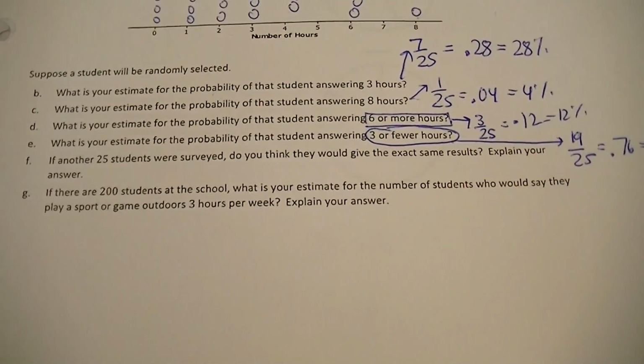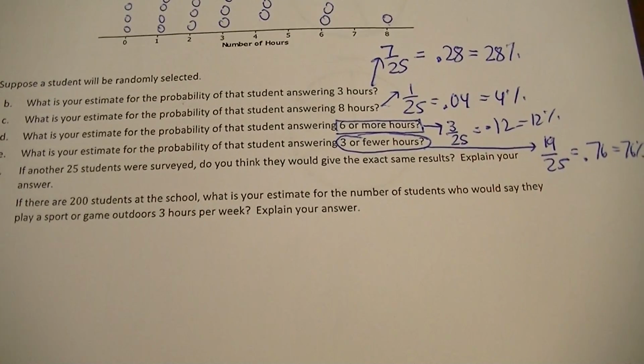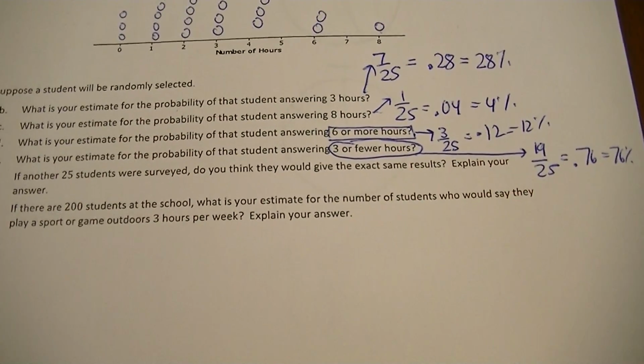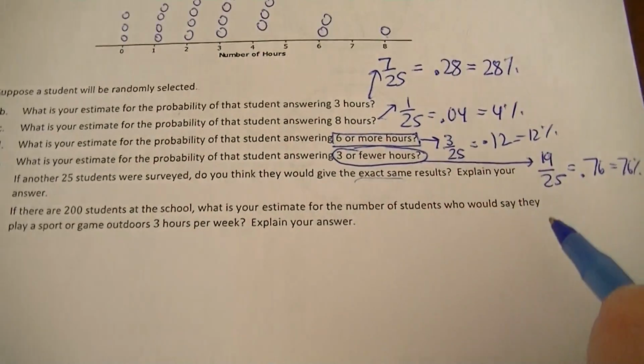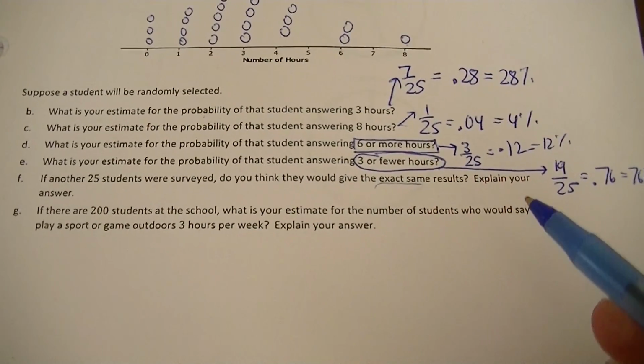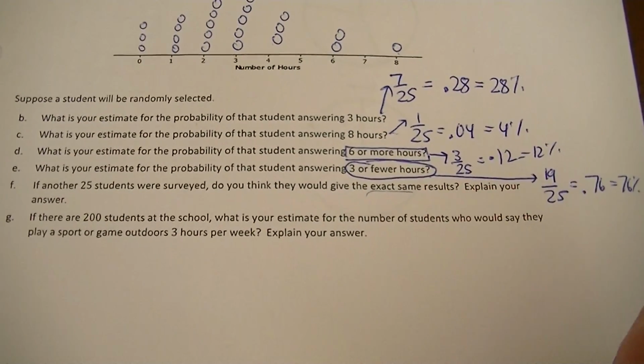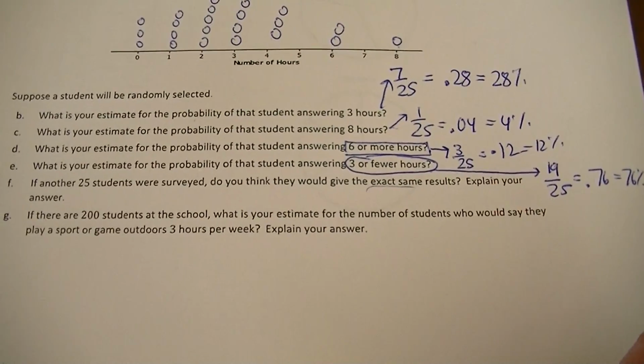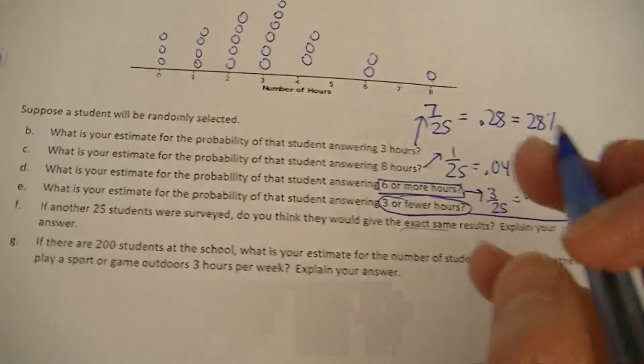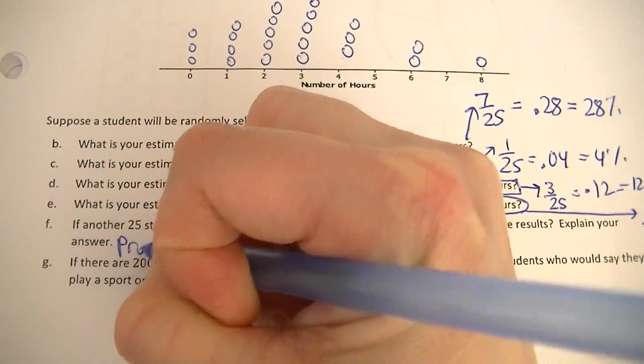The next one, letter F. If another 25 students were surveyed, do you think they would give the exact same results? Explain your answer. So I said, no, each group of 25 students could answer the questions differently. Okay? Probably not.